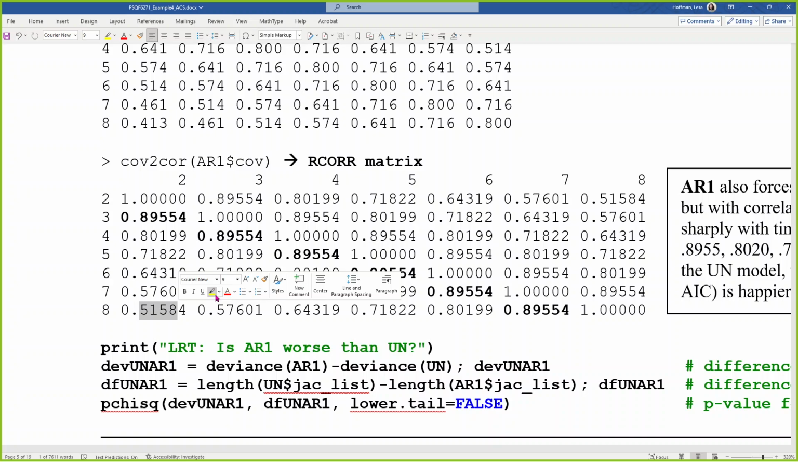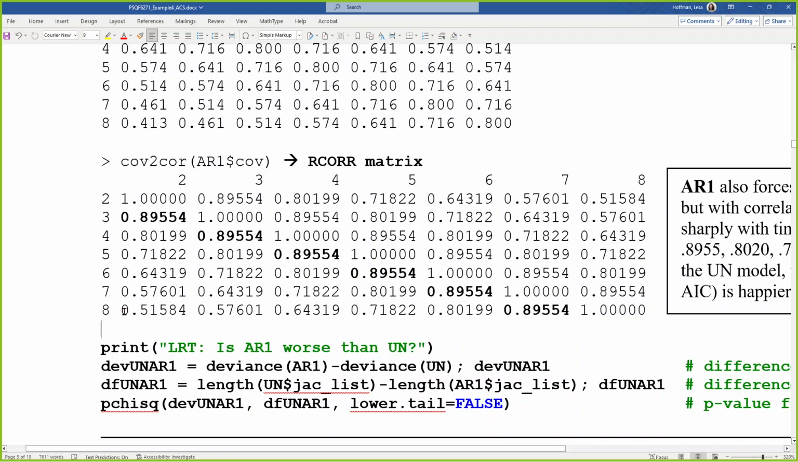So in the original unstructured correlation matrix, did you see any correlations as low as 0.5 in there? Not even close. So tapered pants narrows too quickly. Not going to fit the data, not going to fit your legs.